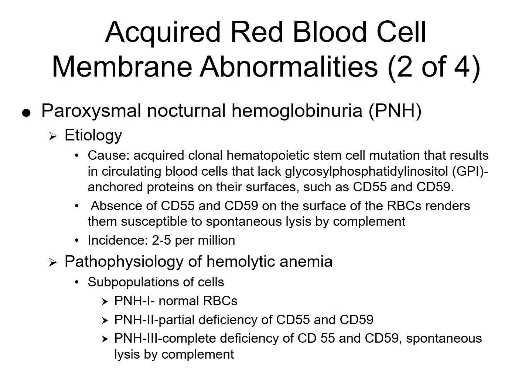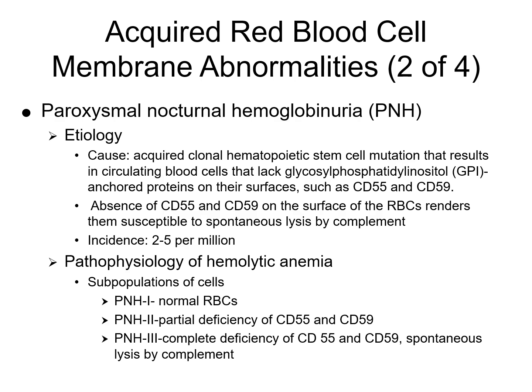Paroxysmal nocturnal hemoglobinuria. The etiology of this is that it is caused by an acquired clonal mutation in the hematopoietic stem cells. It leads to circulating blood cells lacking GPI-anchored proteins on their surface, particularly CD55 and CD59. The absence of CD55 and CD59 makes the red blood cells vulnerable to spontaneous complement-mediated lysis. The incidence is approximately 2 to 5 cases per million people.